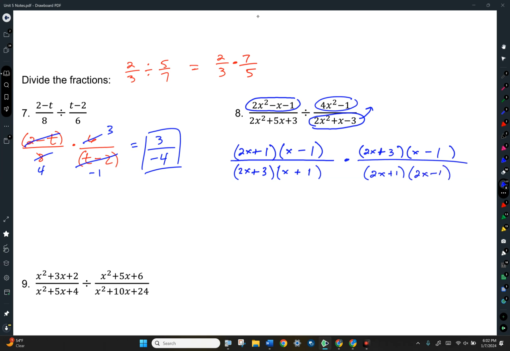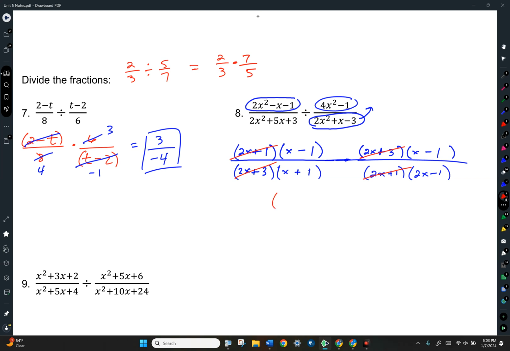Okay, so because it's multiplication, I'm just thinking of this as one big giant fraction. All right, can I cancel factors? Let's see. 2x plus 1 cancels 2x plus 1. 2x plus 3, 2x plus 3, but nothing else, right? Both of these x minus 1s are on top, so they can't cancel. X minus 1 can't cancel x plus 1, so that's all I can cancel.